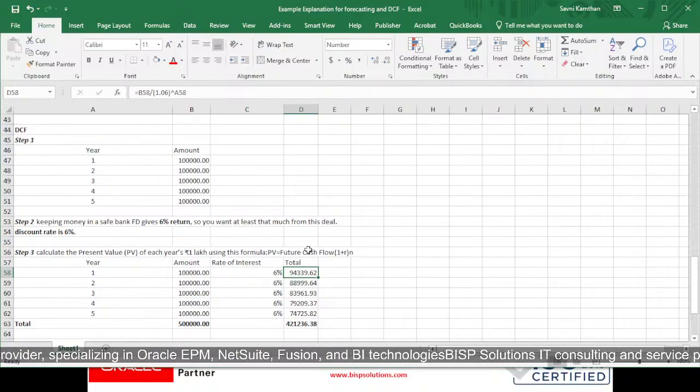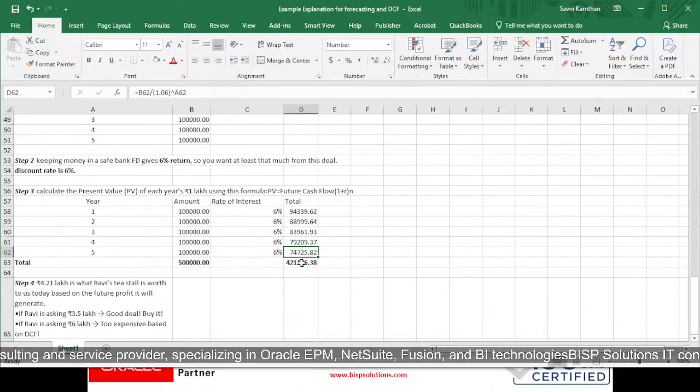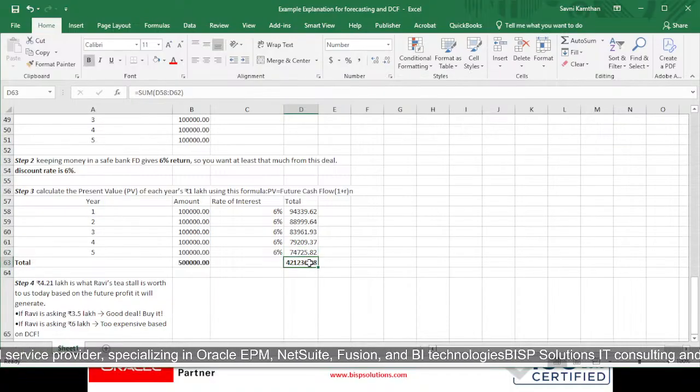If we calculate it with this particular formula, it will be about 94,340 if we do an approximation over here, then 89,000 for the second year, third year it will be 83,962, fourth year it will be 79,209.37, and in the fifth year it will be 74,726 rupees. So if we total the same thing, it will be less than 5 lakh rupees. So our total present value will be 4,21,236.38.